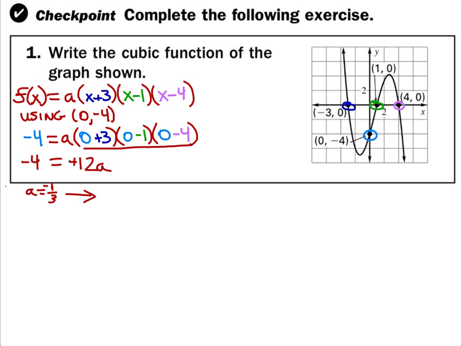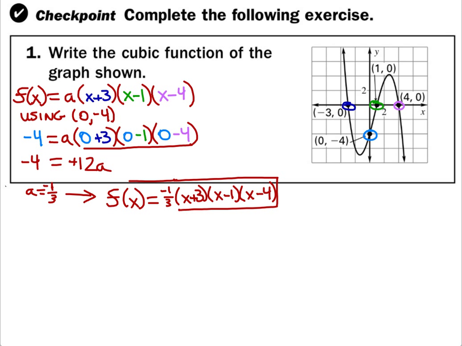Anyway, once we have the correct value for a, we can go ahead and write the function all out with all of the information. -1/3 times x plus 3 times x minus 1 times x minus 4. That is the function. Now it's written in factored form. It's not written as a polynomial. To write it as a polynomial, we would have to FOIL it and then superFOIL it, but we have enough other practice doing that. That's the end of the checkpoint.